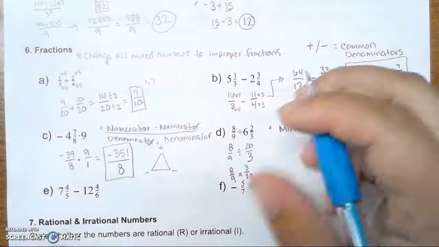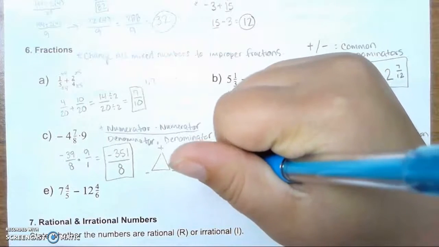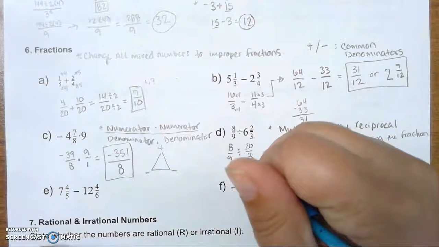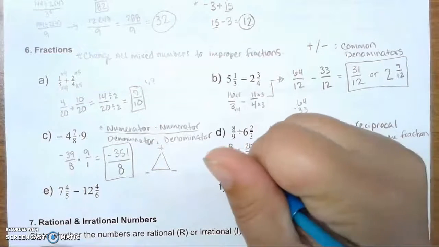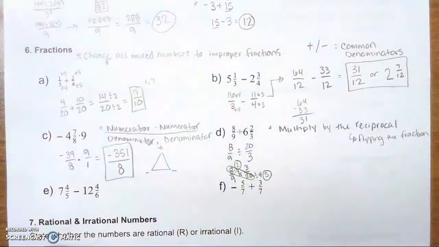So I look at the 8 and I look at the 20. What can go into both 8 and 20 evenly? 4 can. I can divide 8 by 4. I can divide 20 by 4. That gives me 2 and a 5.